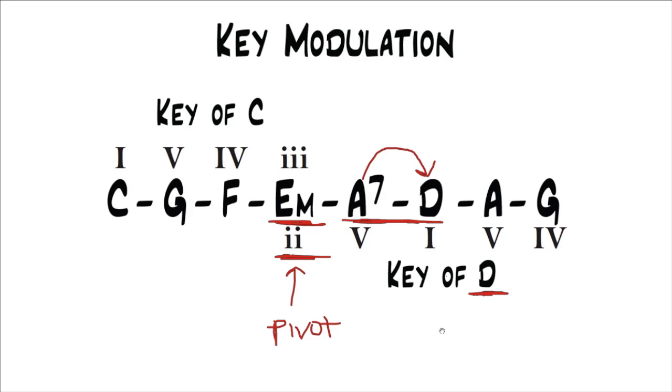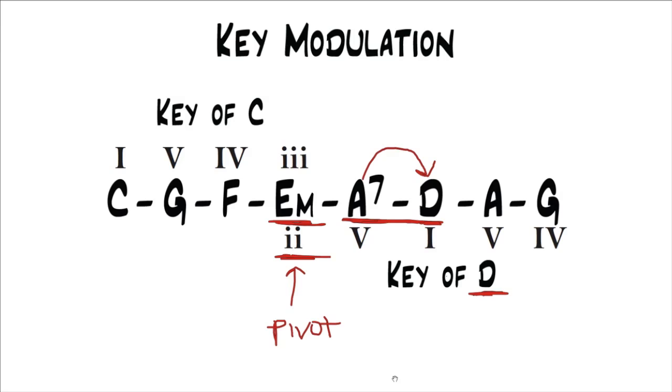But changing keys to closely related keys with pivot chords is a very common thing to do and an easy thing to do if you just use a chord that's common to both keys, and then especially if you use an authentic cadence to go into the next chord. If you use the 5 of the new key, that's really going to help establish the new key and make a smooth transition.